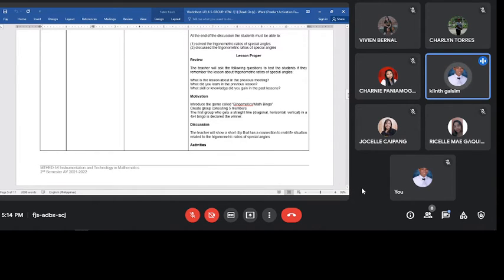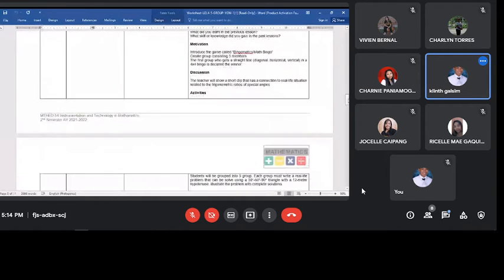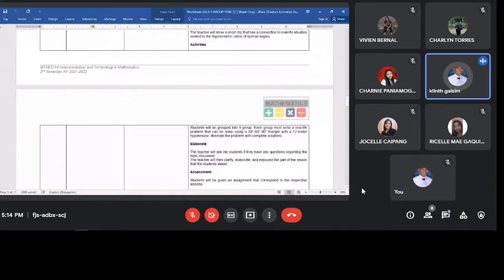For the discussion, the teacher will show a short clip that has a connection to a real life situation related to the trigonometric ratios of special angles. For our activities, the students will be grouped into 5 groups, and each group must write a real life problem that can be solved using a 30-60-90 degree triangle with a 12-meter hypotenuse, and then illustrate the problem with complete solutions.